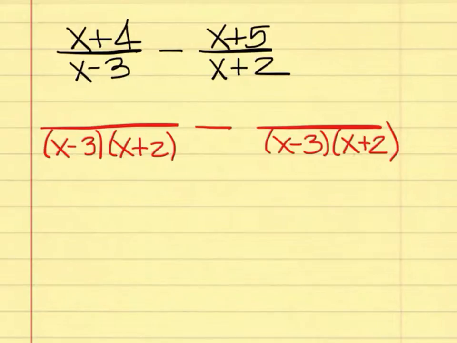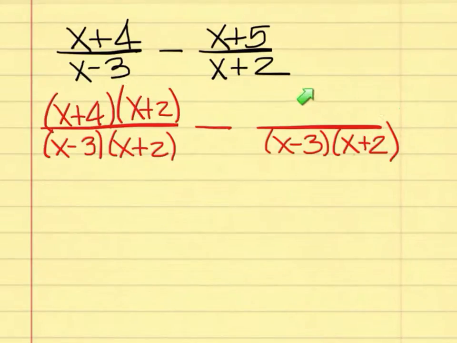That's right. You multiply it by the bottom right denominator. So that would be (x + 4)(x + 2). How do I find the numerator over here on this side? That's right. We're going to multiply (x + 5)(x - 3).